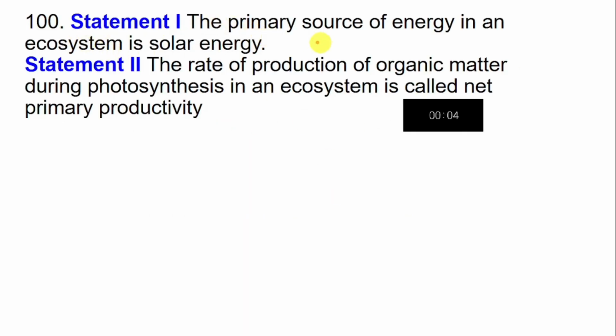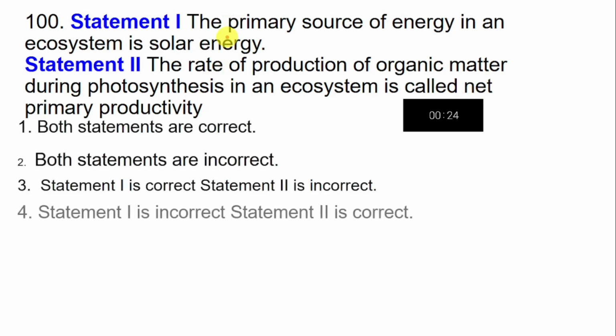Statement 1 says the primary source of energy in an ecosystem is solar energy. Primary source, correct. The rate of production of organic matter during photosynthesis in an ecosystem is called net primary productivity. It is called gross. Net is incorrect. So statement 1 is correct and 2 is incorrect. Option 3 is the answer.